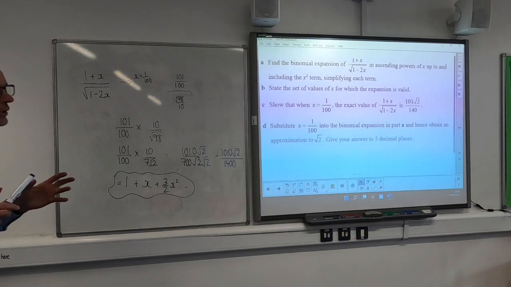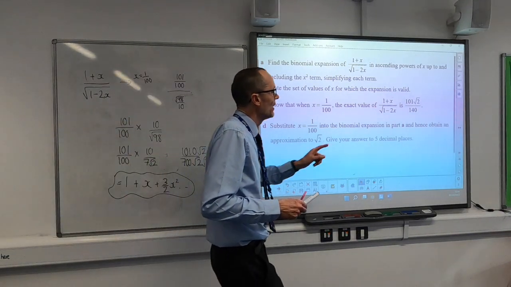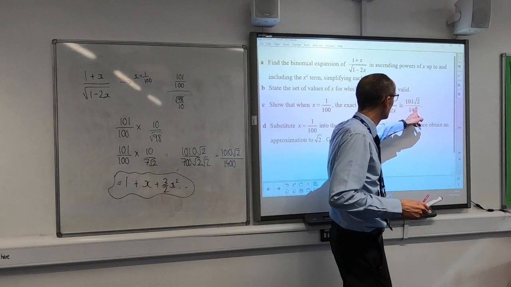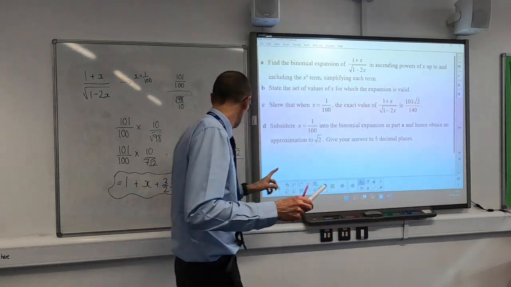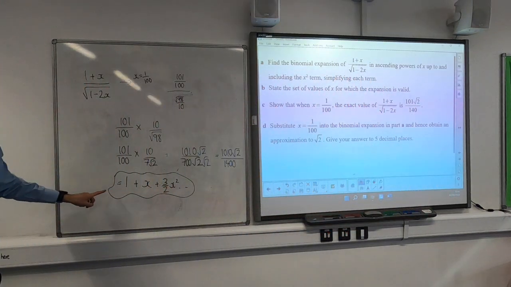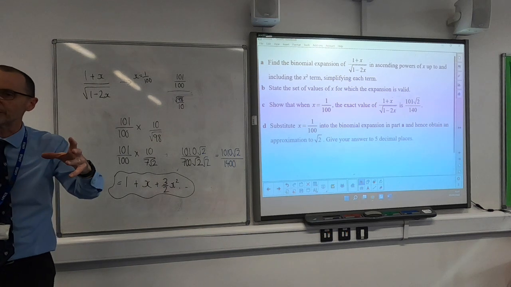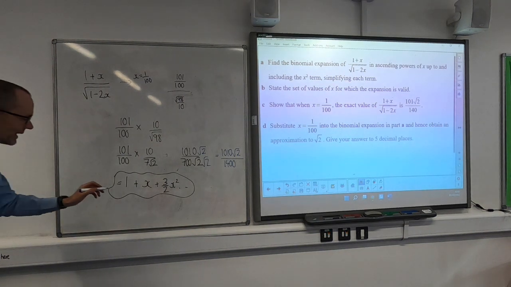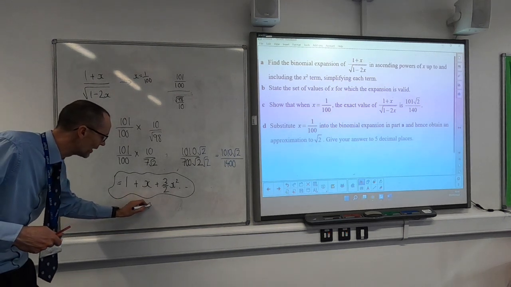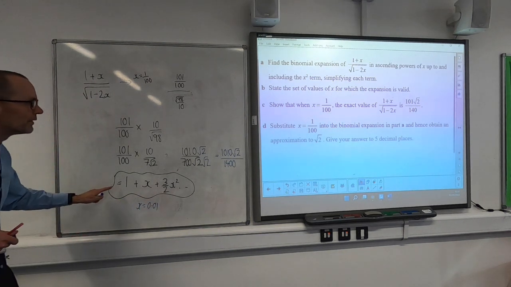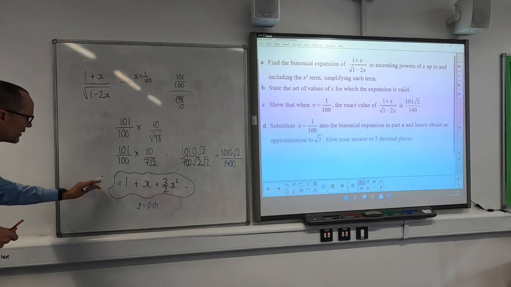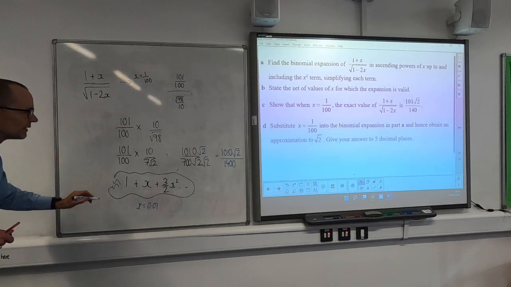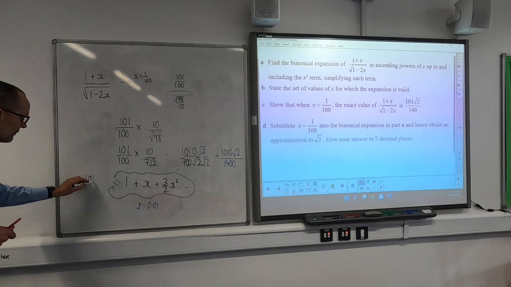So what we've shown is that this can roughly be written as this. That's what the binomial expansion is doing. It's giving us a different way of writing something. So when I make x equal 100th, this is roughly that.